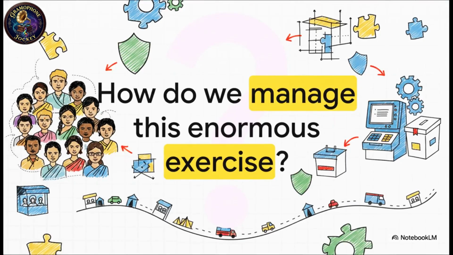So what does this all mean? How on earth do we manage the largest democratic exercise in history? Governing a population of this size, with its incredible diversity, isn't just a political philosophy. It's a monumental logistical challenge. It requires incredibly robust solutions, strict rules, and a system that can handle serious friction without just breaking down.